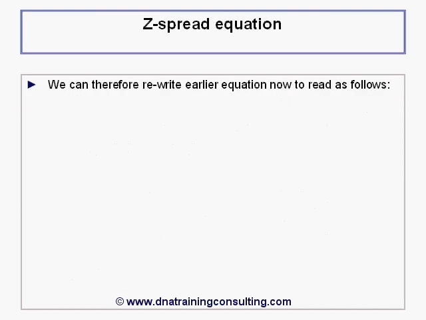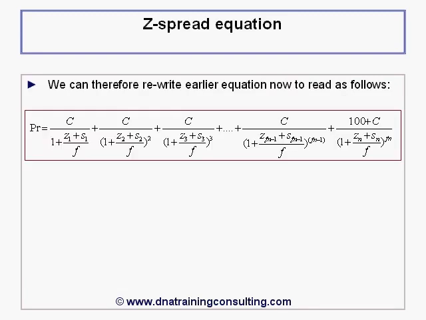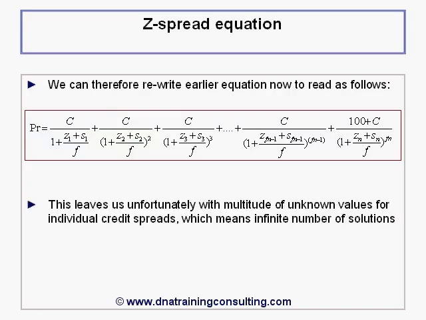We can therefore rewrite our earlier equation now to read as follows. So each cash flow is discounted at 1 plus the zero coupon rates, each adjusted upward by S for a credit spread. This leaves us, unfortunately, with a multitude of unknown values for these individual credit spreads, S1, S2, S3, which of course means an infinite number of solutions.